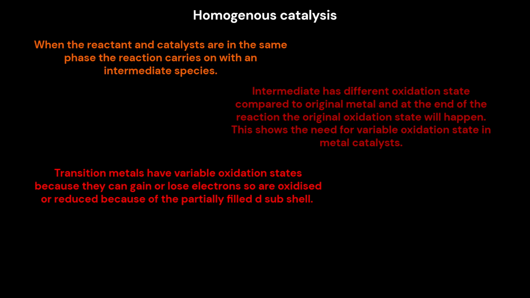Homogeneous catalysis. When the reactant and catalyst are in the same phase, the reaction carries on with an intermediate species. The intermediate has a different oxidation state compared to the original metal, and at the end of the reaction, the original oxidation state will return. This shows the need for variable oxidation states in metal catalysts. Transition metals have variable oxidation states because they can gain or lose electrons, so are oxidized or reduced, because of the partially filled d subshell.